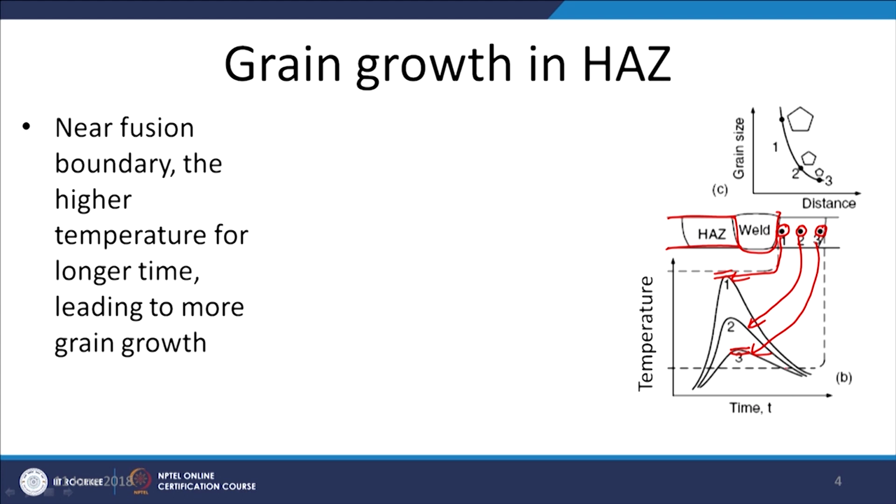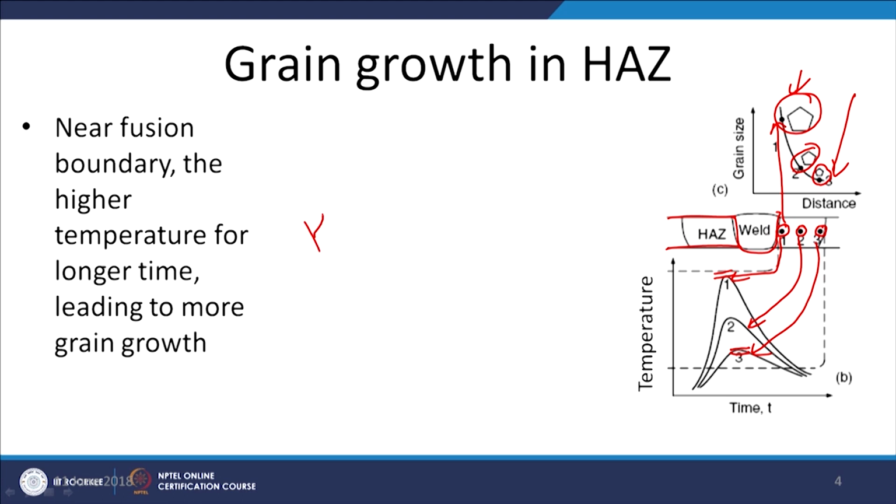So, higher temperature retention for a longer period is available at point 1, and that is why it experiences greater grain growth as compared to the points located away from the fusion boundary. So, a finer grain structure will be there away from the fusion boundary, while the maximum grain growth will be observed next to the fusion boundary.